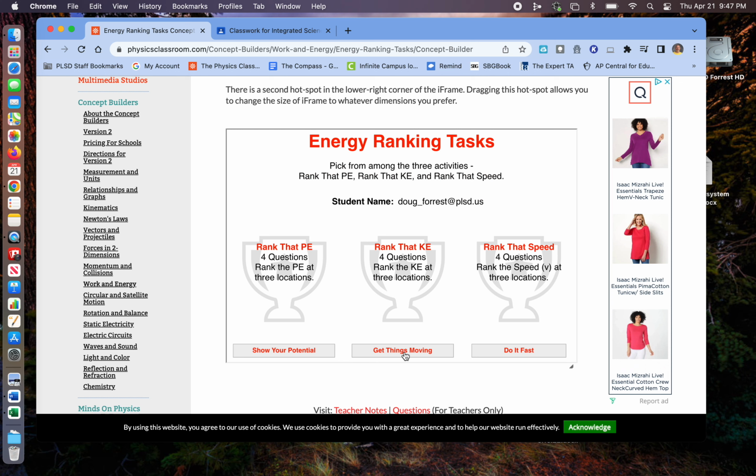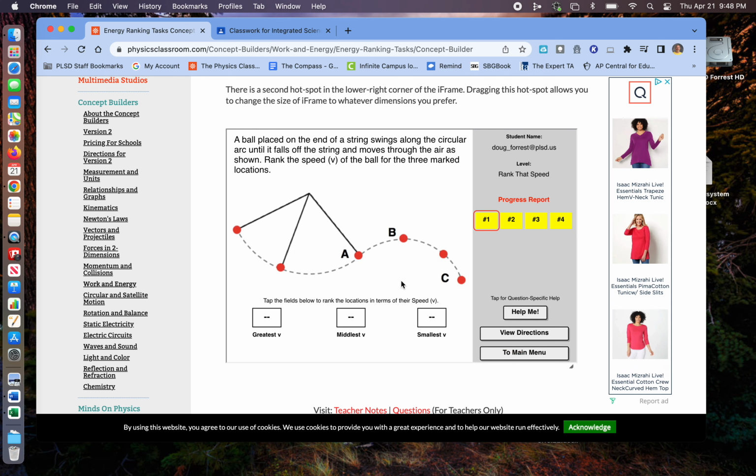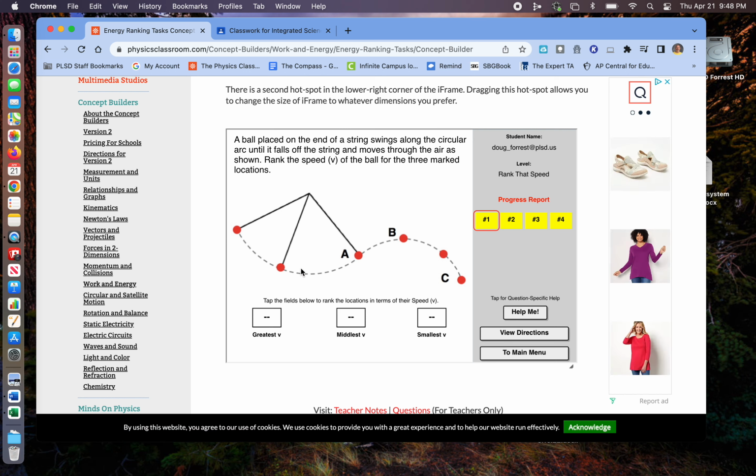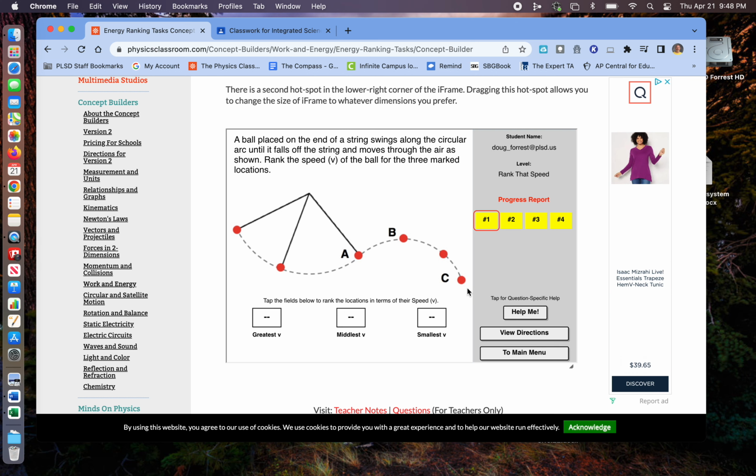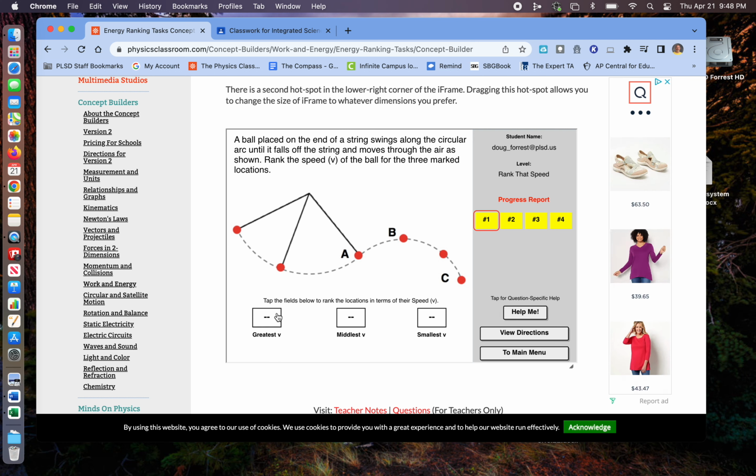So this one will do something similar with kinetic energy. This one will do something similar with speed. So if I look at this, it's released on a pendulum, ranking the speed of the ball. So the speed depends on the kinetic energy. You should recognize that where the gravitational potential energy is the most, kinetic energy would be the least. Where gravitational energy would be the least, kinetic would be the most. So this would be moving the fastest, and therefore it would have the fastest speed. That's C. This would be moving the slowest, so that has the slowest speed. And this is the middlest. And I'm going to check that answer.